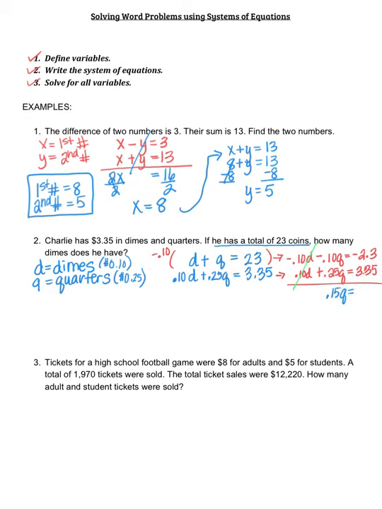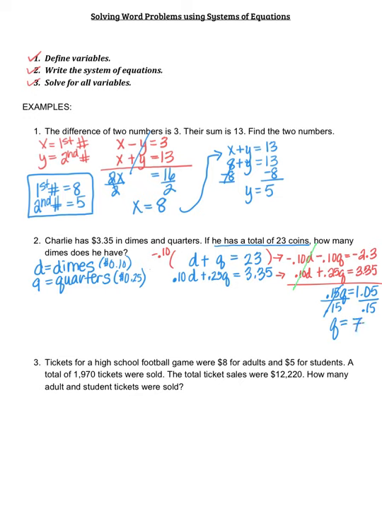Be sure to put that in your calculator if you're not sure. And then negative 2.3 plus 3.35. Let me put that in my calculator. That's 1.05. Now divide both sides by 0.15. I know this is a lot of decimals, so you've got to be really careful. That would give me Q equals 7. So there are 7 quarters.